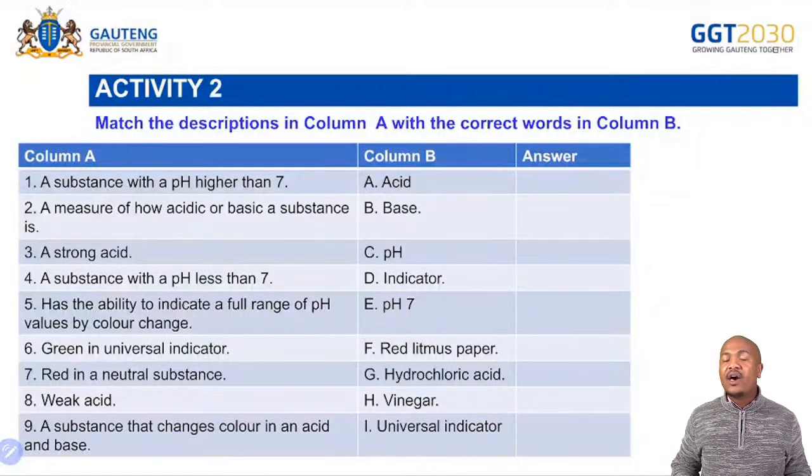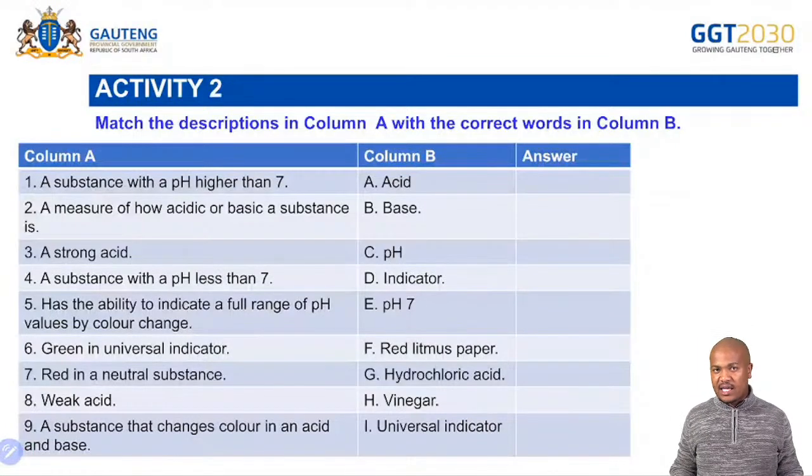Right, now we have activity 2. We're going to explore activity 2 and mark together again. So now it says: match the descriptions in column A with the correct words in column B.